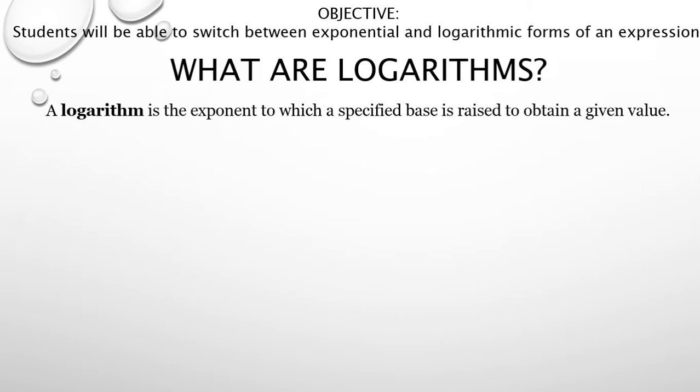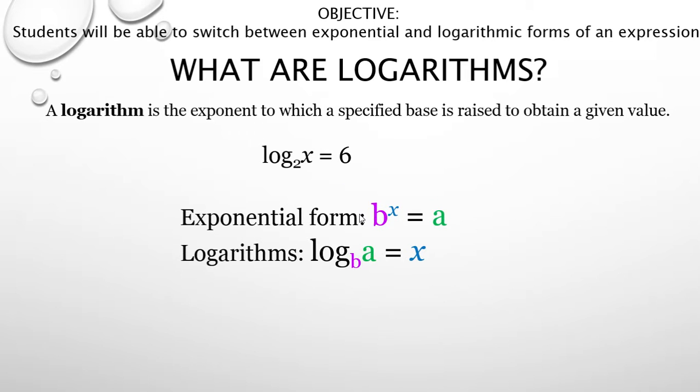A logarithm is the exponent to which a specified base is raised to obtain a given value. For example, we have log base 2 of x is equal to 6. So the exponential form is written as b to the x power equals a, whereas the logarithm form is written as log base b of a equals x. So I'm going to show you how to convert, or how to switch, from logarithm form, which is what our example is, into exponential form, and then you should be able to work backwards as well.